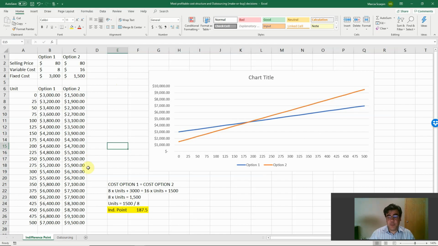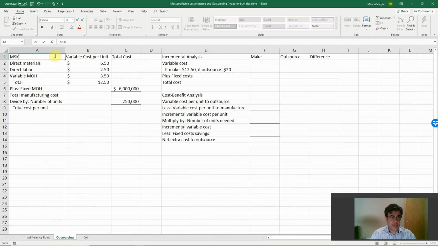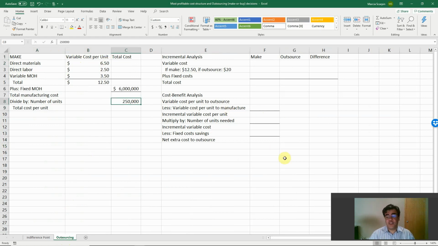Let's see how the textbooks usually work on that. This is the make decision. We have these costs and the number of units is 250,000 units. So let's check the total costs. Variable cost per unit times 250. Let's fix it.